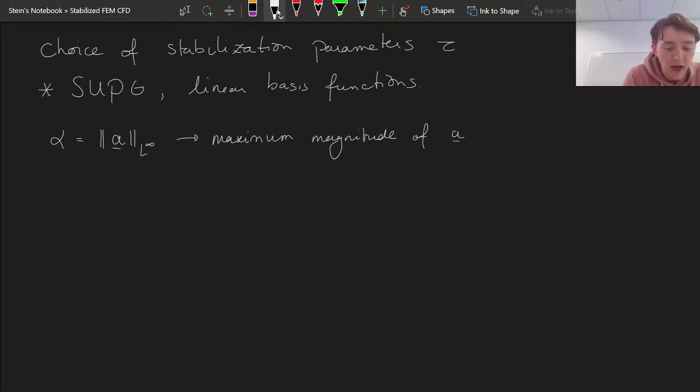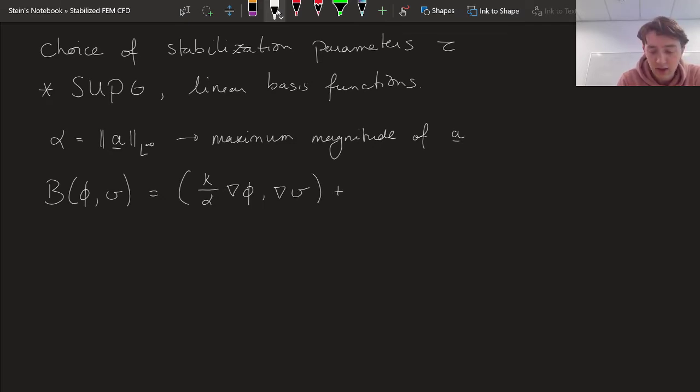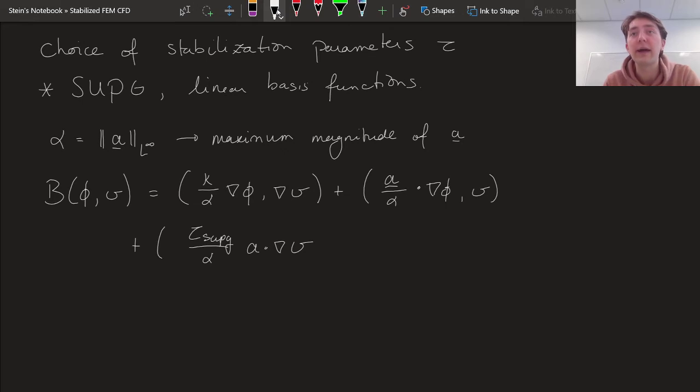Now recall that our bilinear form corresponding to this problem, where I'm normalizing first, would look like this, where we have our solution field phi and a test function v. That's an L2 inner product between our diffusivity kappa, now normalized by alpha, the gradient of phi, the gradient of v, plus our advective term, which was A, now normalized by alpha, dotted by the gradient of phi times the test function v. And after we've added SUPG, we would have another term, again normalized by the advective term, so we get tau SUPG divided by alpha times our A dot gradient v. That's the operator acting on our test function.